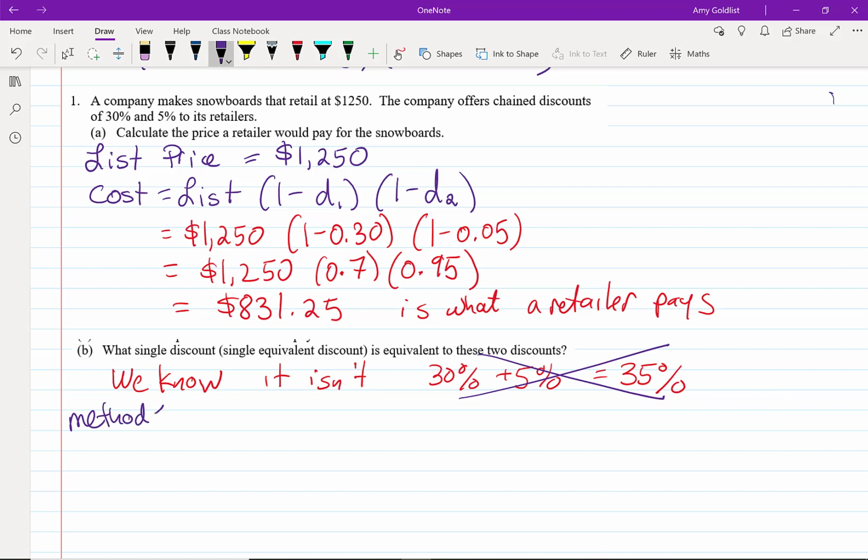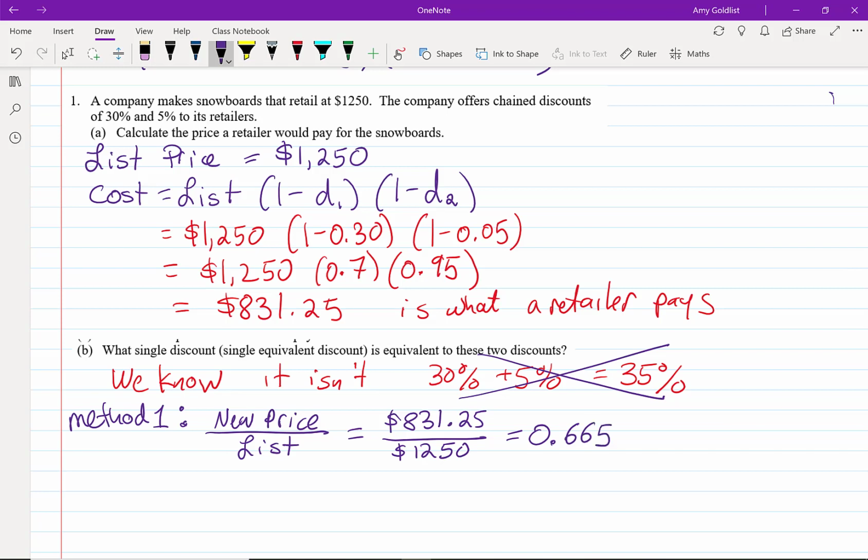But we're still going to use two different methods. So method 1, we're going to take the old price and the new price as a proportion. So we take the new price, or the cost, over the old price, or the list, and look at them as a proportion. So I've got $831.25 divided by the list price of $1,250. And when I put those together, I have 0.665. That means that we paid 66.5% of list.